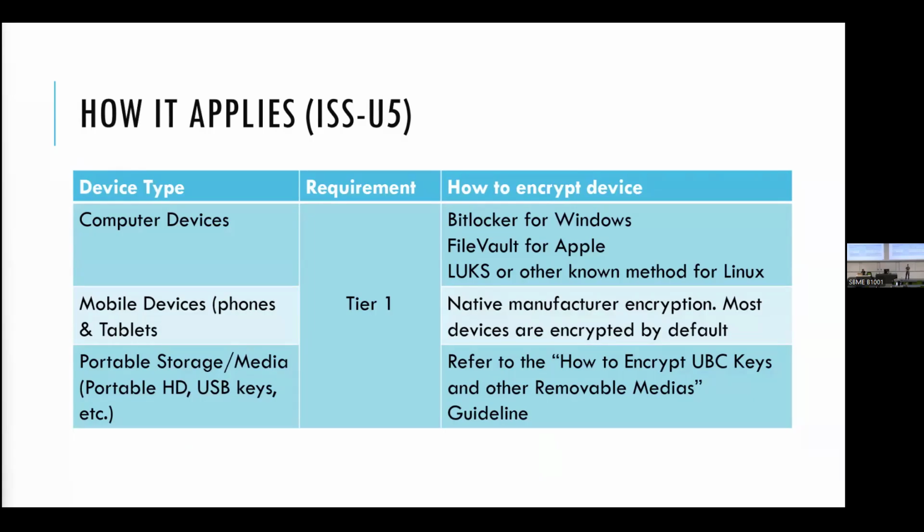Okay, so I went into more of how it looked on the standard. Now I want to talk about, okay, good, you told us that, what does this mean for us researchers here now? When we're talking about computers, mobile devices, portable storage, portable hard drives, USB sticks, then your computers and mobile devices, the requirement is tier 1 encryption.